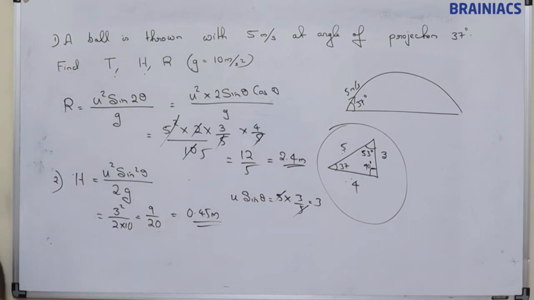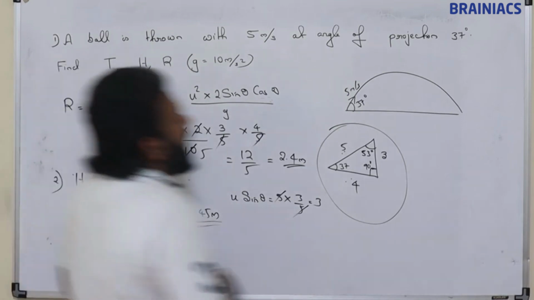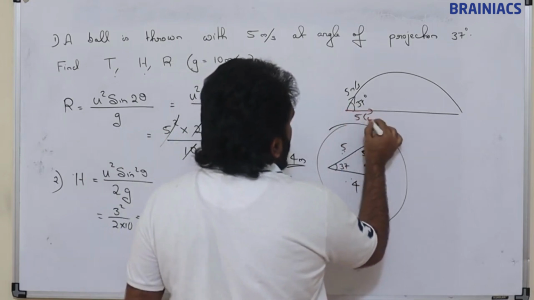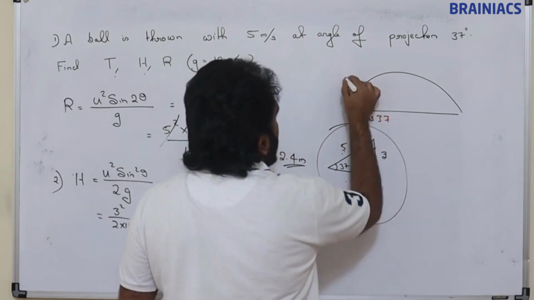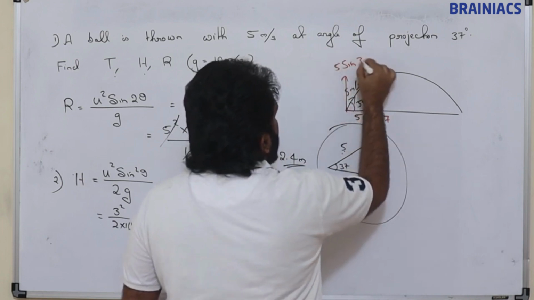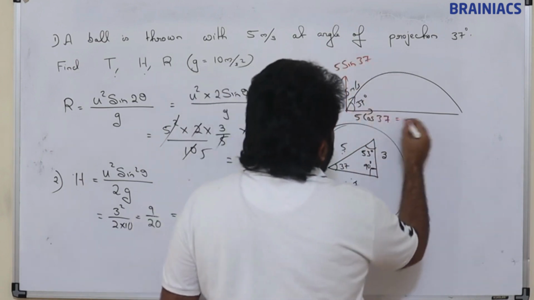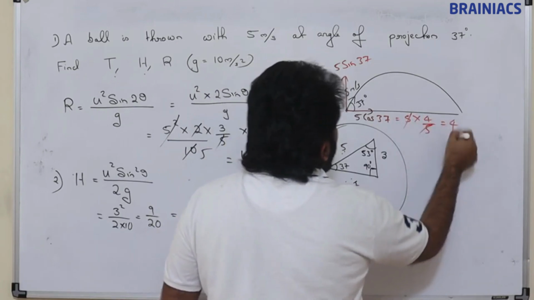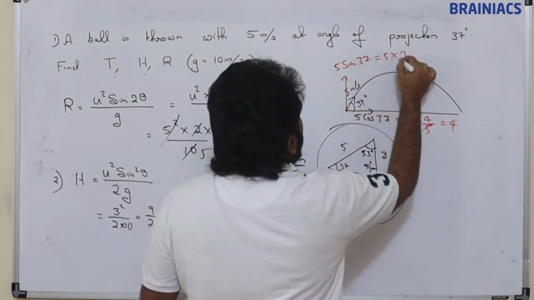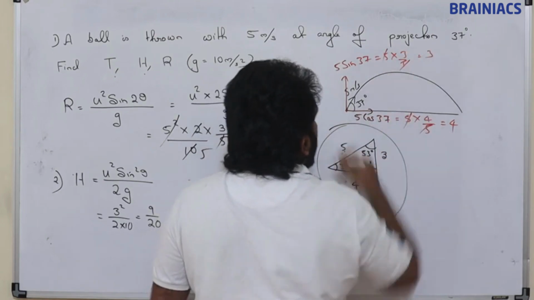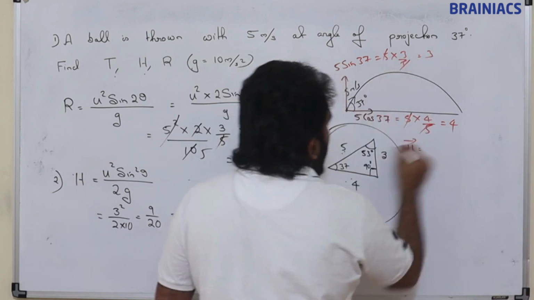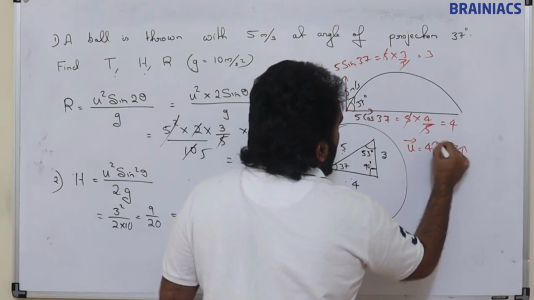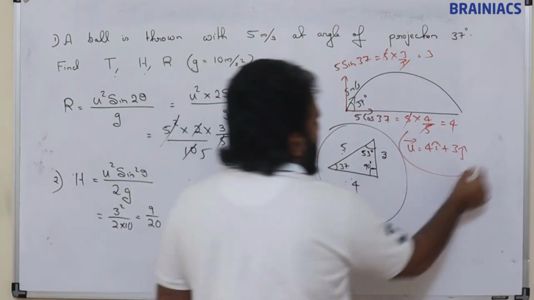Okay, so now suppose we need to write this velocity, this is 5 cos 37 and this is 5 sine 37. So this is 5 into 4 by 5, so this is going to be 4, and this is equal to 5 into 3 by 5. The 5 will be cancelled, this is 3. So the initial velocity in vector form we can write as 4i plus 3j. This is the initial velocity.